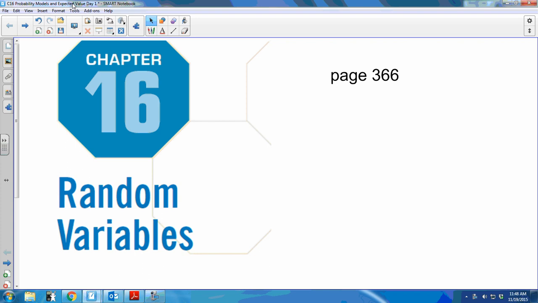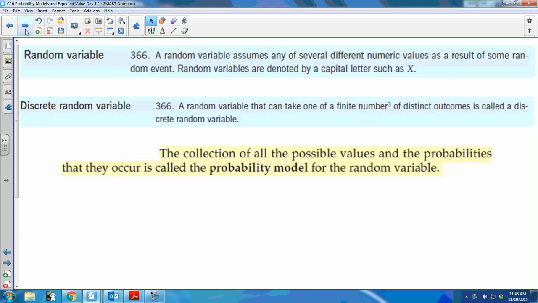In chapter 16, we're still talking about probability. But this is stuff that maybe you guys haven't done before, and that's okay. We're going to talk about random variables, which is kind of a fancy name for just an idea and a problem. So some vocabulary first.